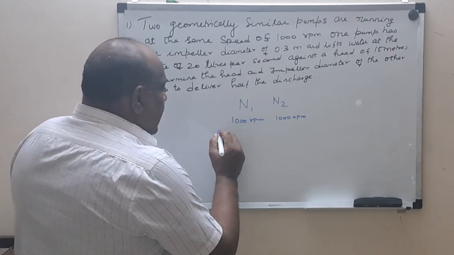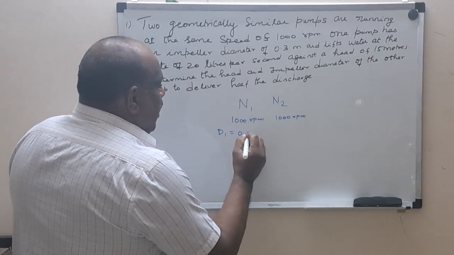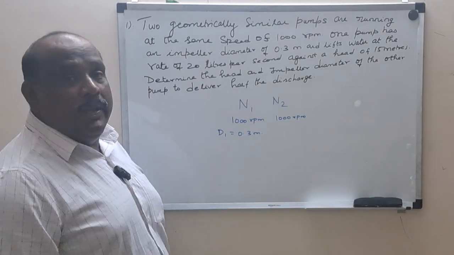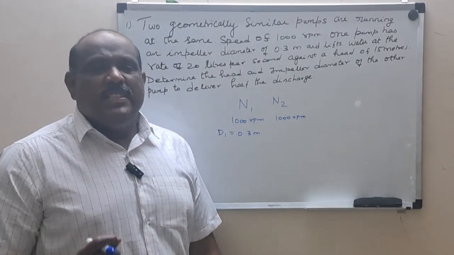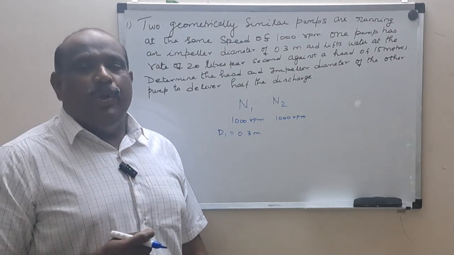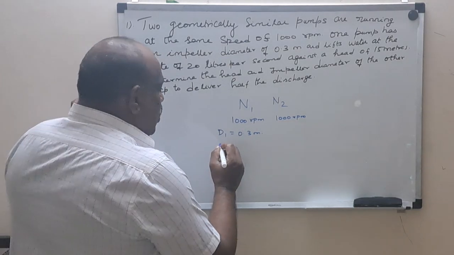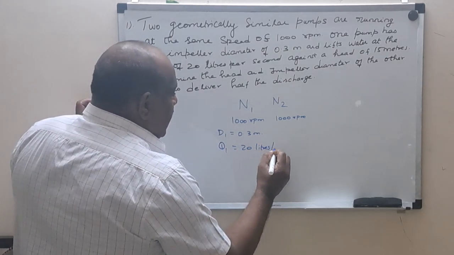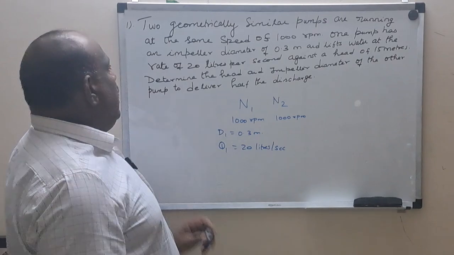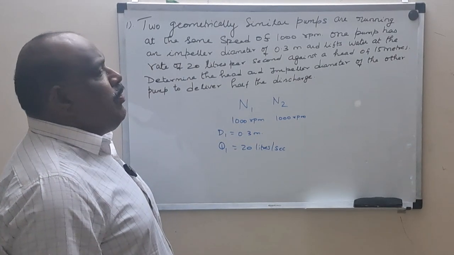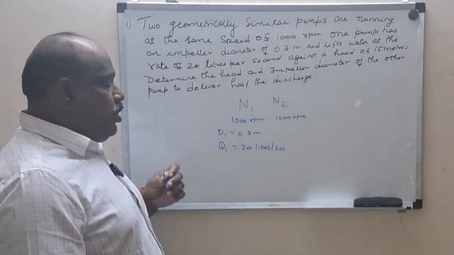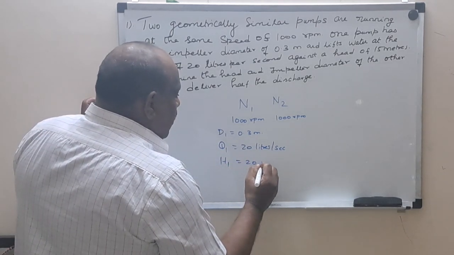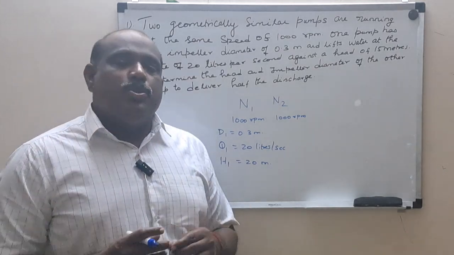One pump has an impeller diameter of 0.3 meter. So let us take D1 as 0.3 meter, and it lifts water at a rate of 20 liters per second. The unit is liters per second, which is nothing but the flow rate. Flow rate Q is given. Q1 is 20 liters per second, against a head of 15 meters. So they are given the head also for the first pump. So H1 equal to how much? 20 meters.